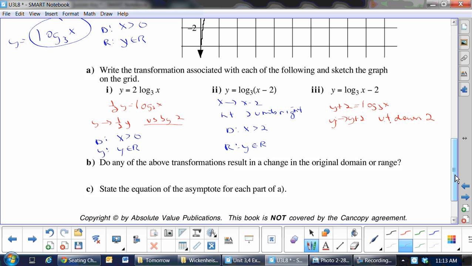So, domain. Look at that graph. Move it down 2. What's the domain? X is greater than 0. Range. Y is in the reals. So for 1 and 3, domain and range don't change, right? 2 is the only one that changes domain and range. Kind of a hard question, I think.